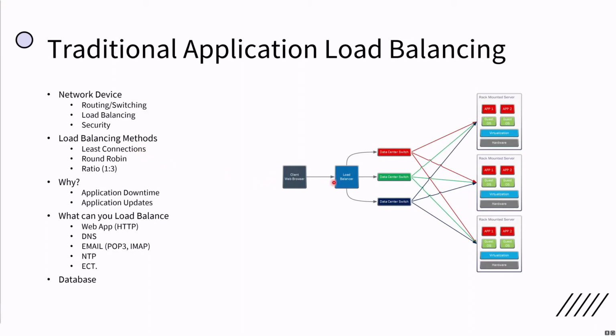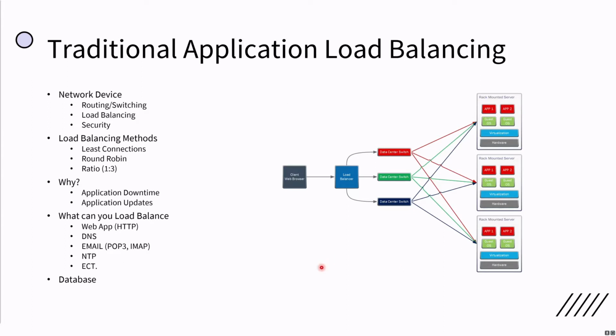You have least connections, where it would connect you based on how many servers have the most connections and how many have the least. You have a round robin, where it could go from this server, then to this server, then to this server, then this one, without paying any attention to how many connections are on each server. And then you even have ratios, where you might say we want this server to get 1 connection per every 3 that this server gets.